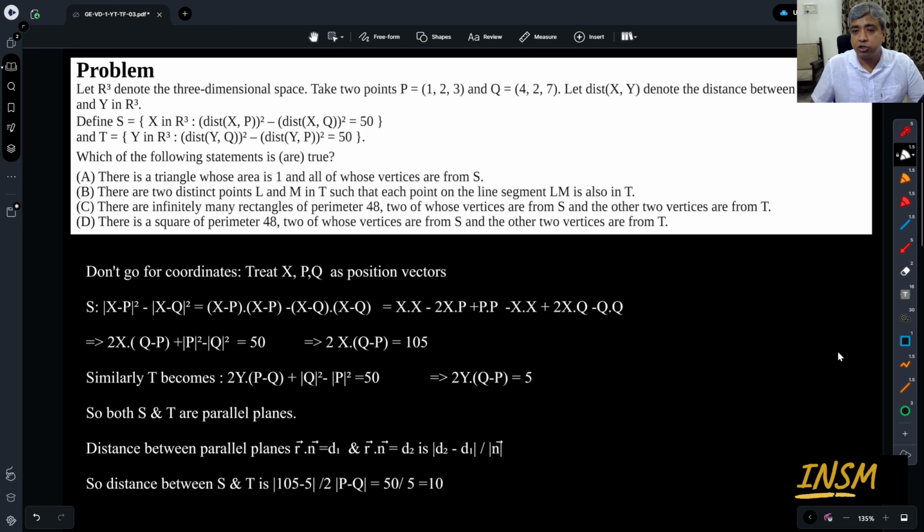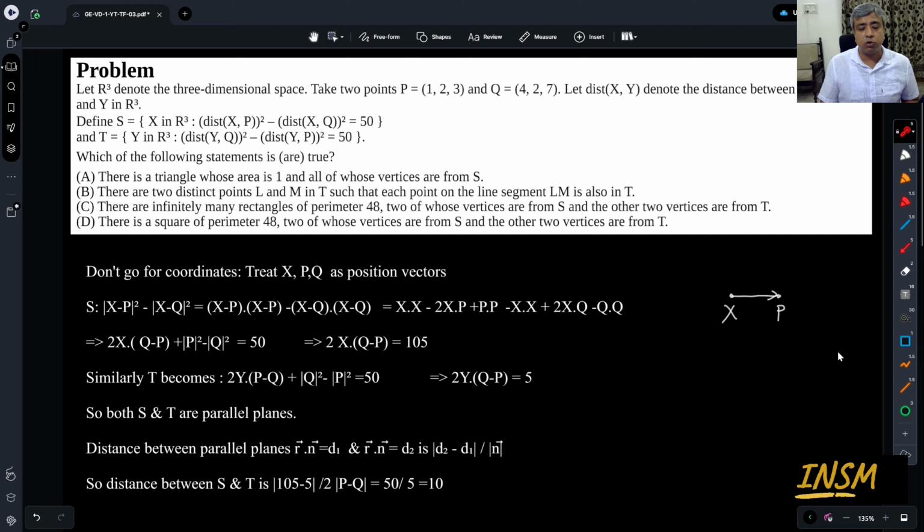I'll just show it. Suppose this is point x and this is point P, so the distance between x and P is, you join xp, so it is the mod of this vector xp. So x minus p square minus x minus q square. Now mod of x minus p square, you can write as x minus p dot x minus p. Here x minus p is a vector. Similarly, x minus q square becomes x minus q dot x minus q.